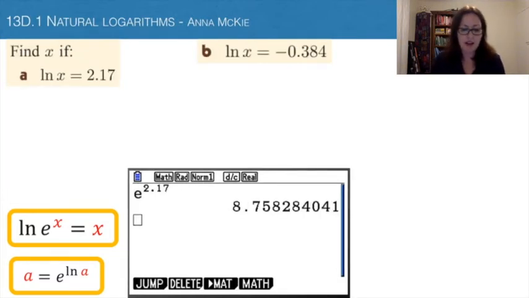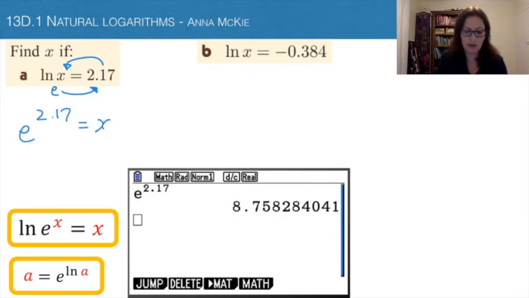Next examples. If we're asked to find x, if ln of x is equal to 2.17, a little flowchart I've talked about before with logs is that if you have your base number here, it flows on to the answer being the power, so it's e to the power of 2.17 is equal to x. I like to write that out. E to the power of 2.17 is equal to x, and therefore you need your calculators, shift then e to the power of 2.17, and we traditionally go to 2 decimal places or 3 significant figures.